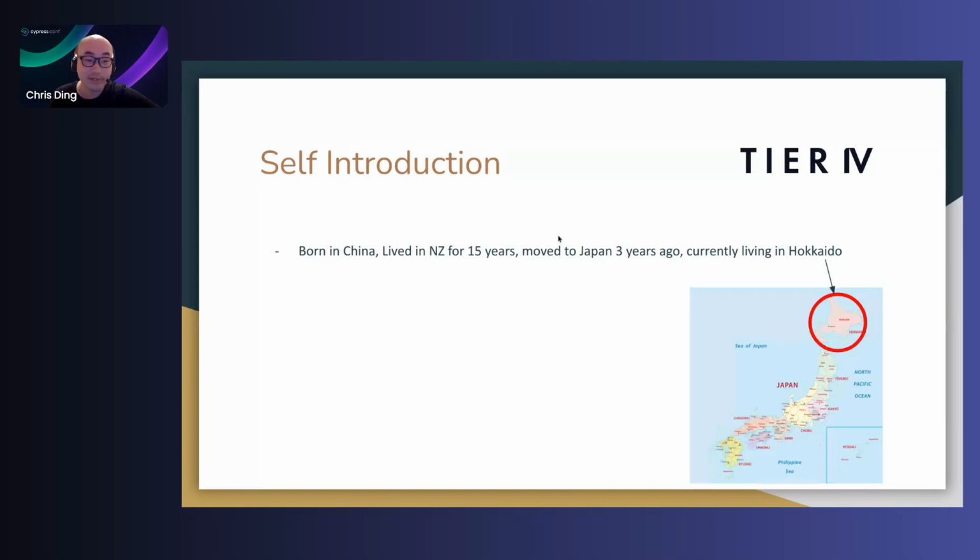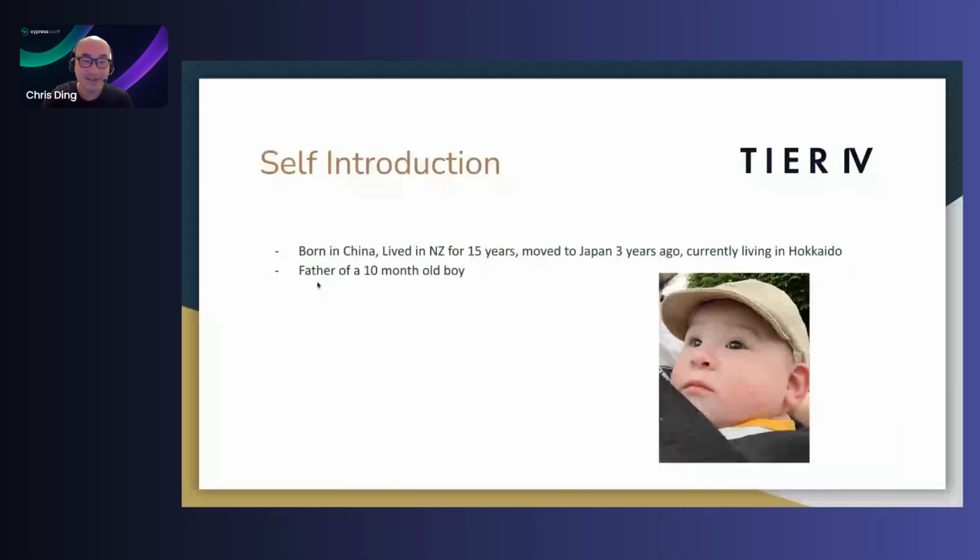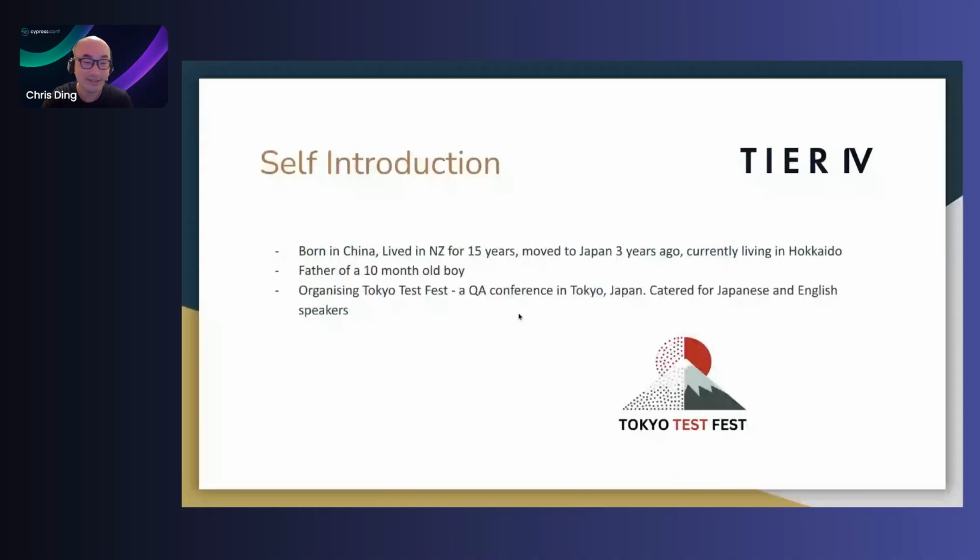A little bit of self-introduction. I was born in China and I lived in New Zealand for 15 years. Moved to Japan around 3 years ago, and I currently live in Hokkaido, which is the top part of Japan over there. And currently it is around 2:30, 2:45 a.m. So I just woke up from a nap, but yeah. And I am the father of a 10-month-old boy, and he's on the right there, very cute.